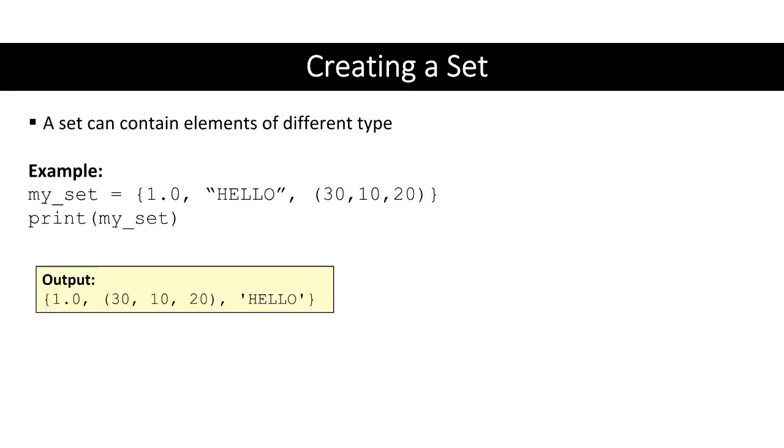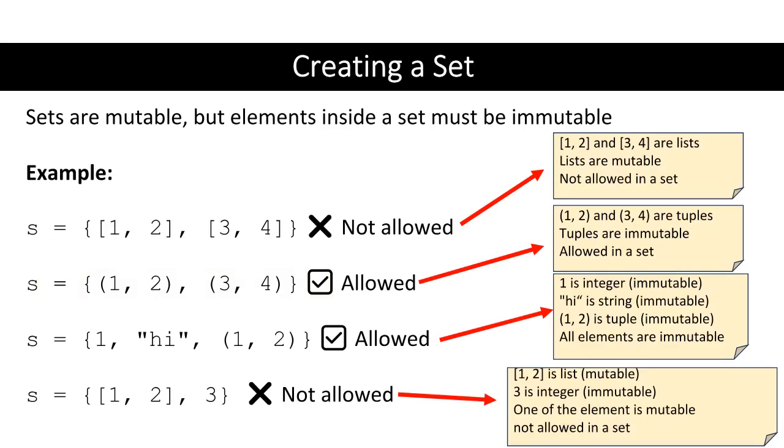A set can contain elements of different types. Now look at this example. My_set equals {1.0, 'hello', (30, 10, 20)}. This set contains a float, a string, and a tuple. Now, print my_set, output will display all elements, but order may vary: 1.0, (30, 10, 20), hello. This shows sets allow mixed data types. Sets are mutable, but elements inside a set must be immutable.